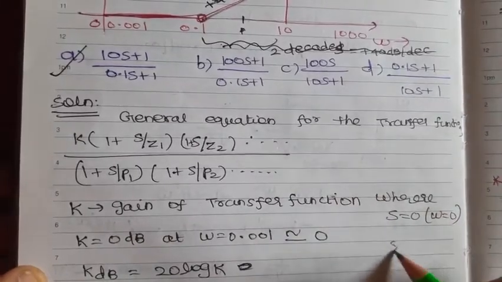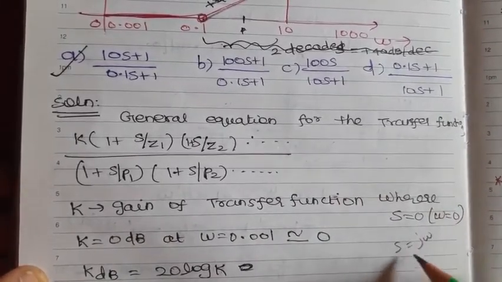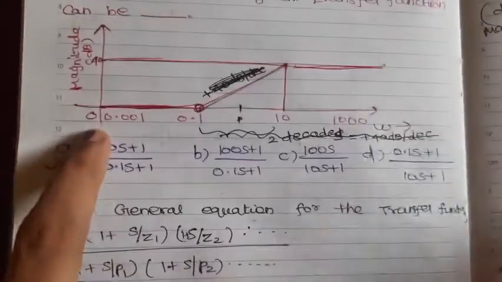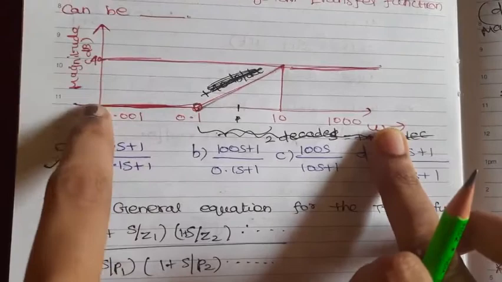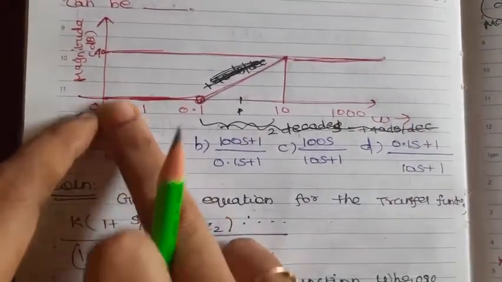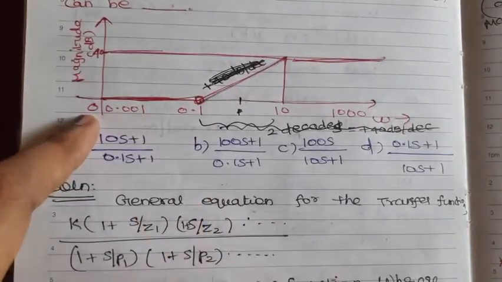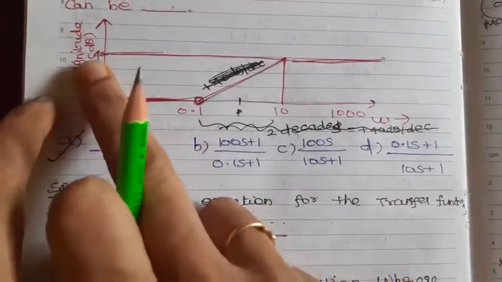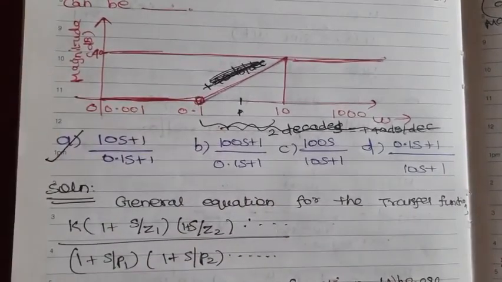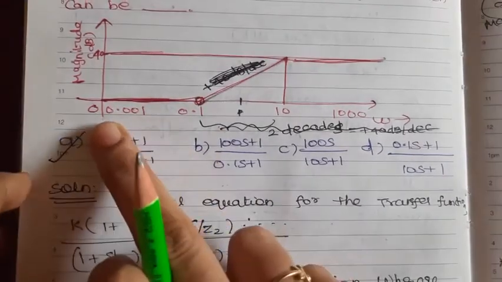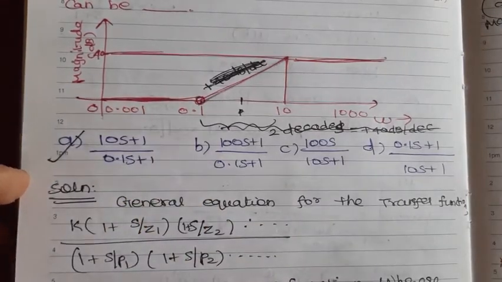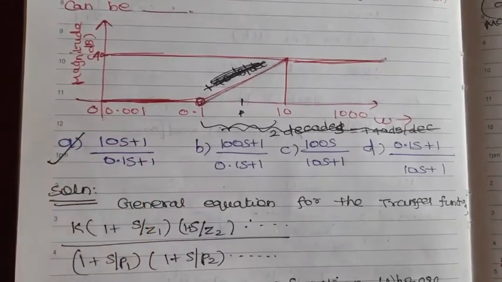What is s? s is j omega. s is 0 means obviously omega equal to 0. So at omega equal to 0, we need to find out the K value. K is given in dB, so we need the normal decimal value. It is given in the graph as a decibel value, and we need to find out the normal value. So K is equal to 0 dB at omega equal to 0, right?